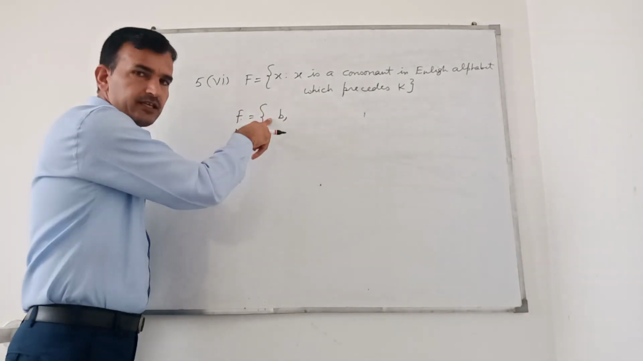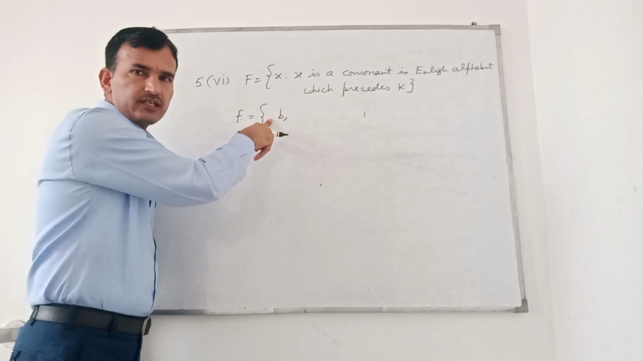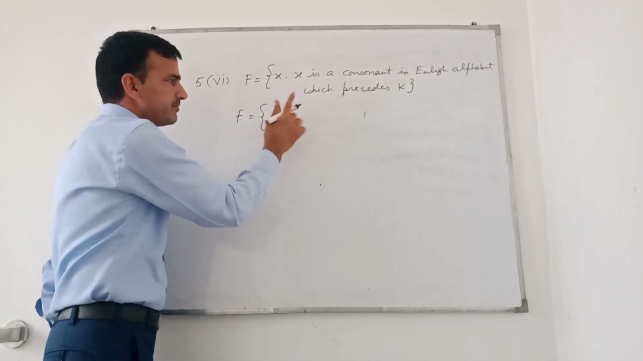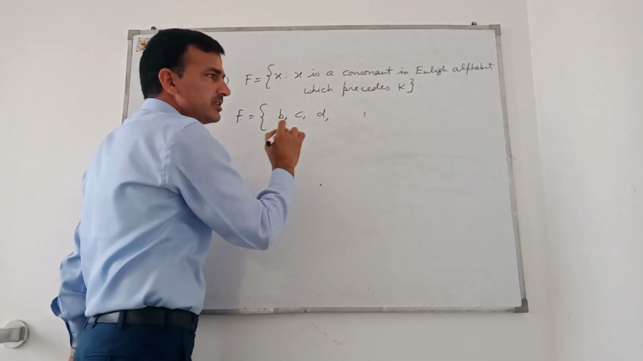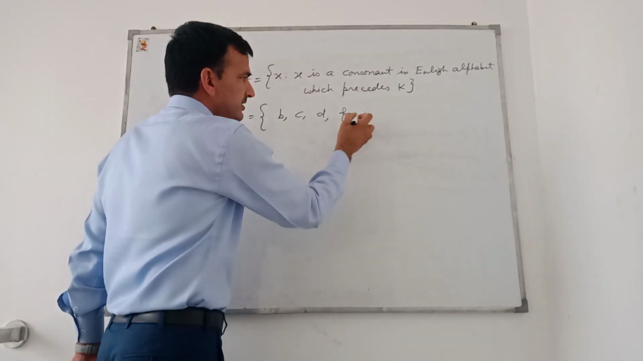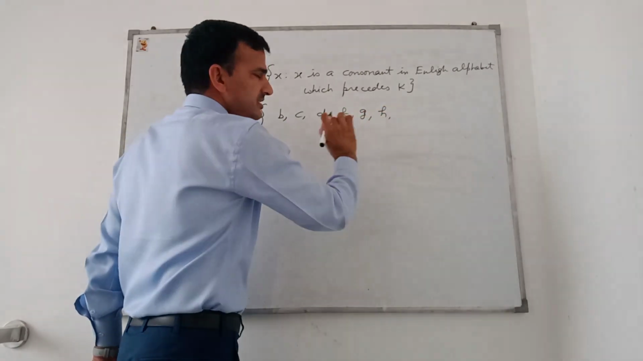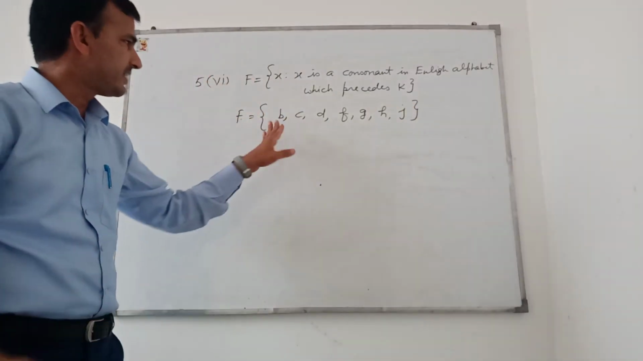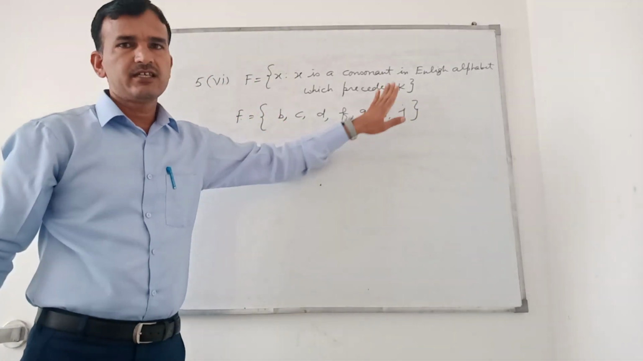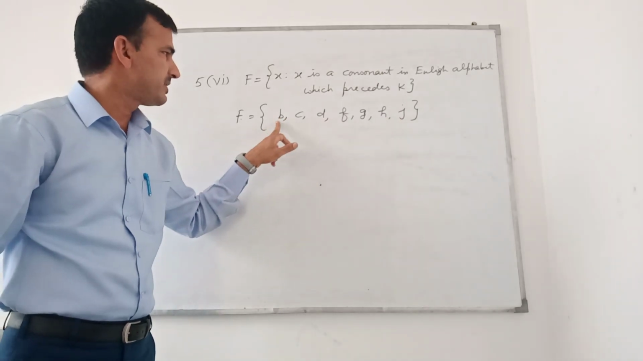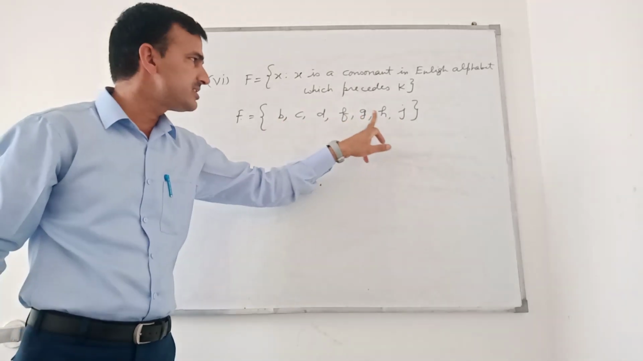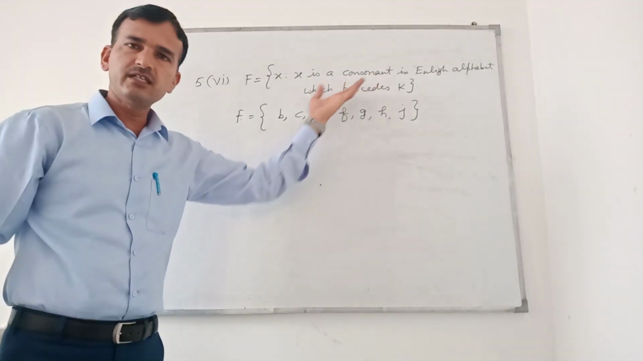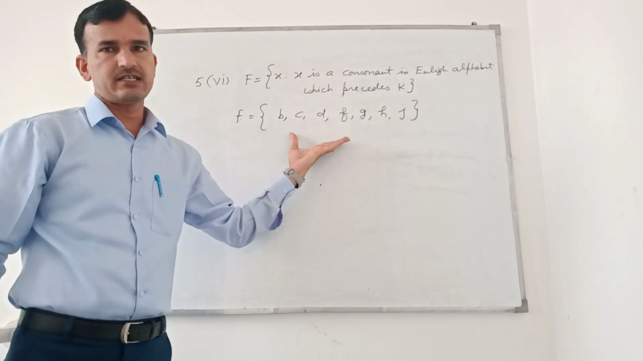Then in this set we write B. A is not a consonant. A is a vowel, but we have to write only consonants. B, C, D, F, G, H, J. These are the consonants which precede K. There are only 7 consonants that precede K.